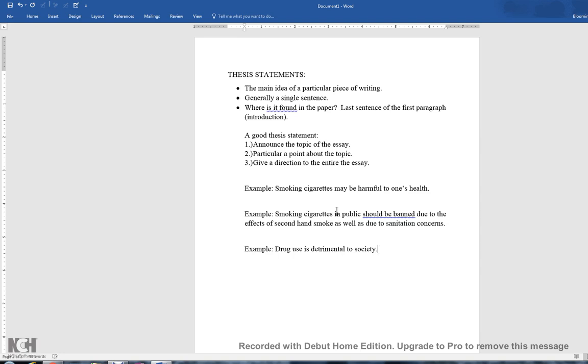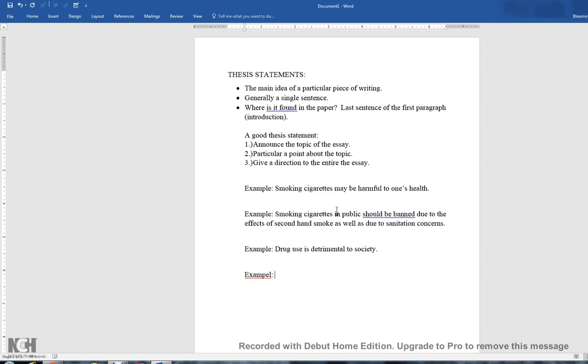Drug use is detrimental or not good for society. Not a good thesis statement. The topic it does announce, which is drug use. Particular point, detrimental or harmful. Again, we're kind of stating the obvious. It's not a real good point that it's making. And again, we have no direction. So let's try to fix that.